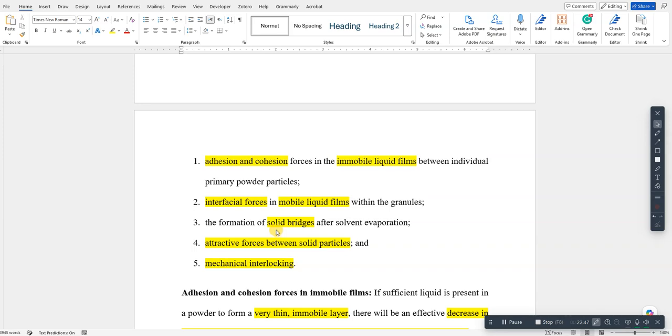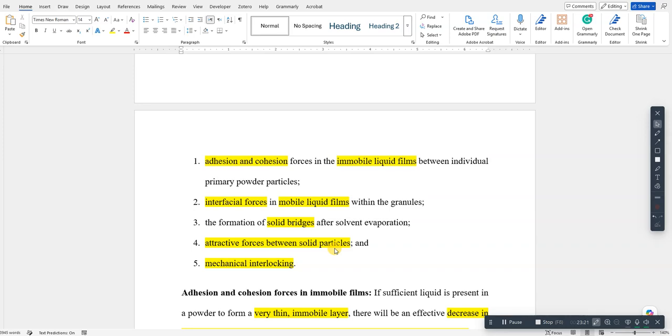Another type of bonding is with solid bridges. After you dry the wet mass, instead of liquid connecting particles, the dissolved material will form solid bridges. We also have attractive forces between solid particles. This is a normal thing. It can be electrostatic forces, which is not very important. Maybe it's important during mixing.